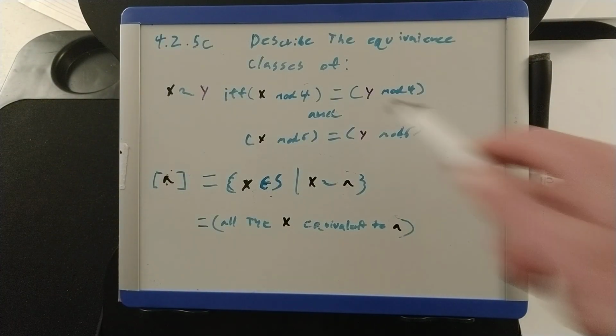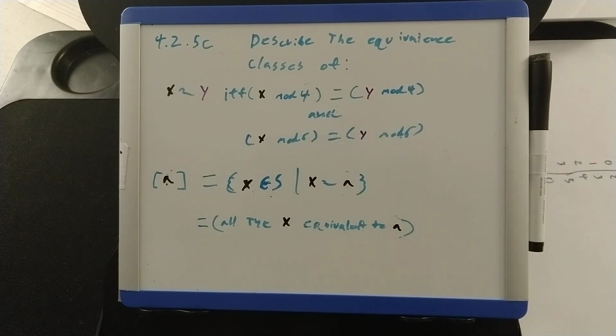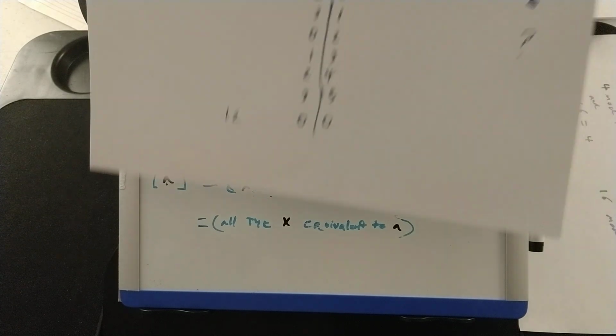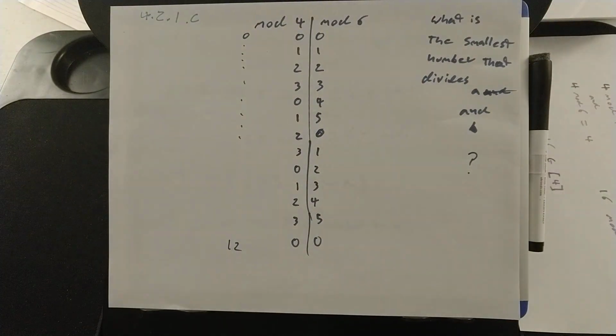But how do we sort of put these two things together, the and, right? So if x mod 4 equals y mod 4 and x mod 6 equals y mod 6. Well, it's a little bit easier if we just look at the table of values here. So in this case, an x is equivalent to y if you take the x and the y and you take the mod 4 and the mod 6 of the x, and those values equal the mod 4 and the mod 6 of the y.